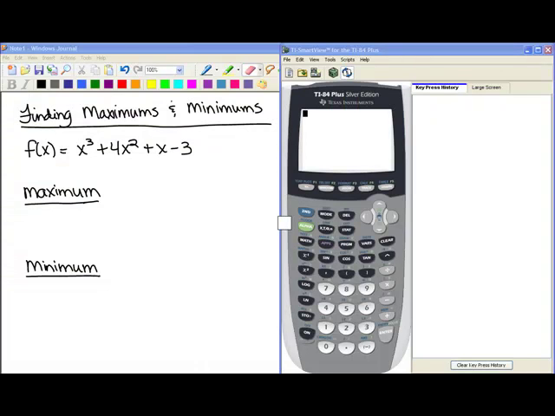This video will show you how to find maximums and minimums. First, we'll start with this function, f of x equals x to the third plus 4x squared plus x minus 3. We'll first need to graph this, so type it in.